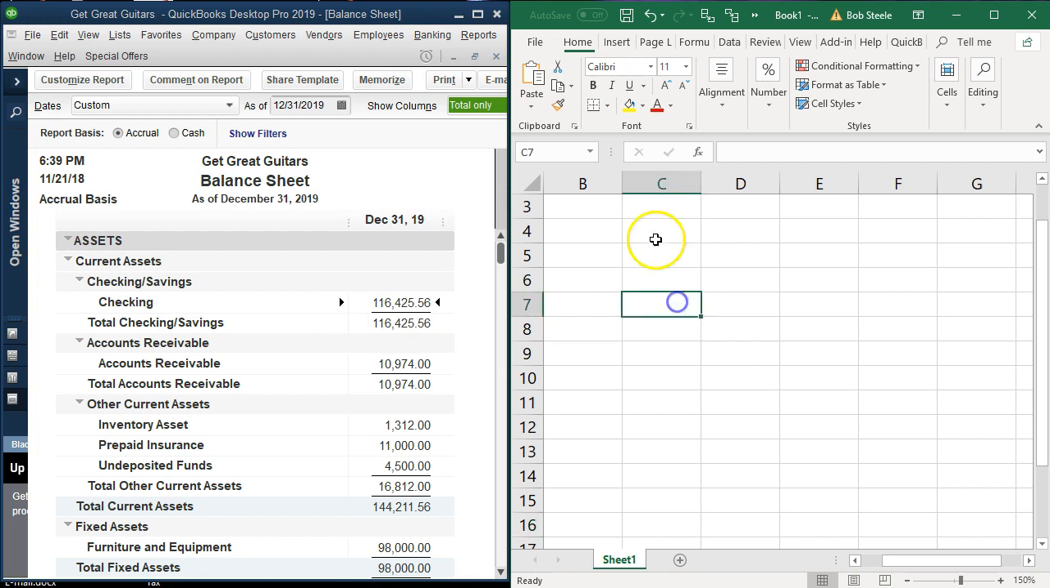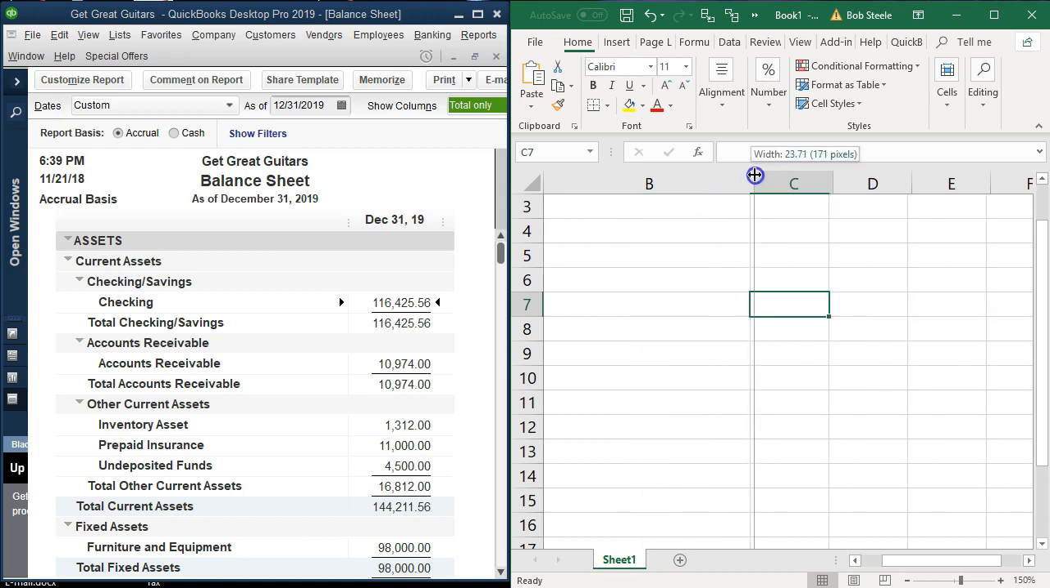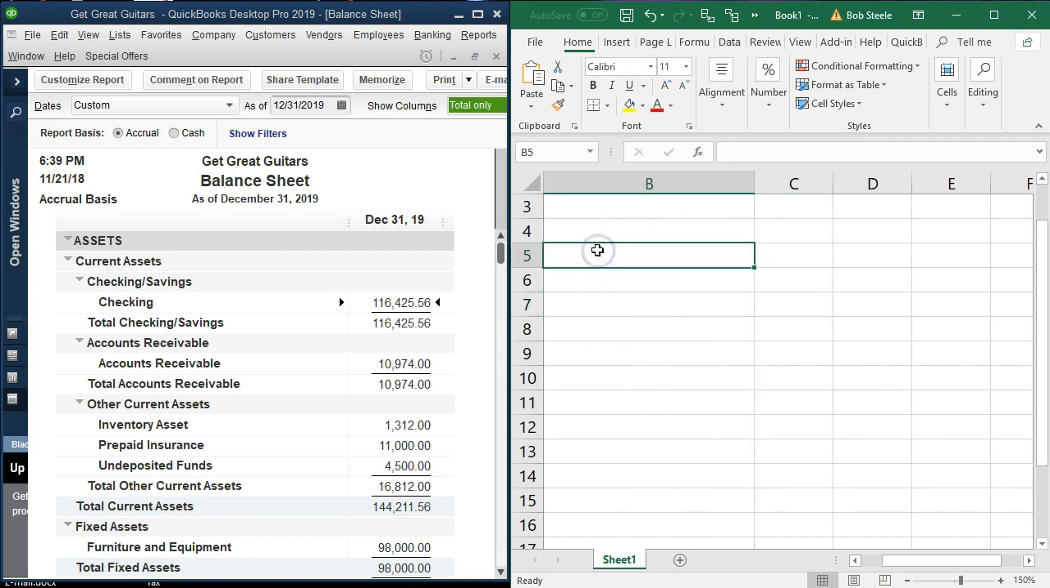So all I do is make column B a little bit larger, and I'm just going to put the description. We're just going to put the bare minimum right now to get this information up and running. So the first one is the checking account. So I'll just type in checking account.